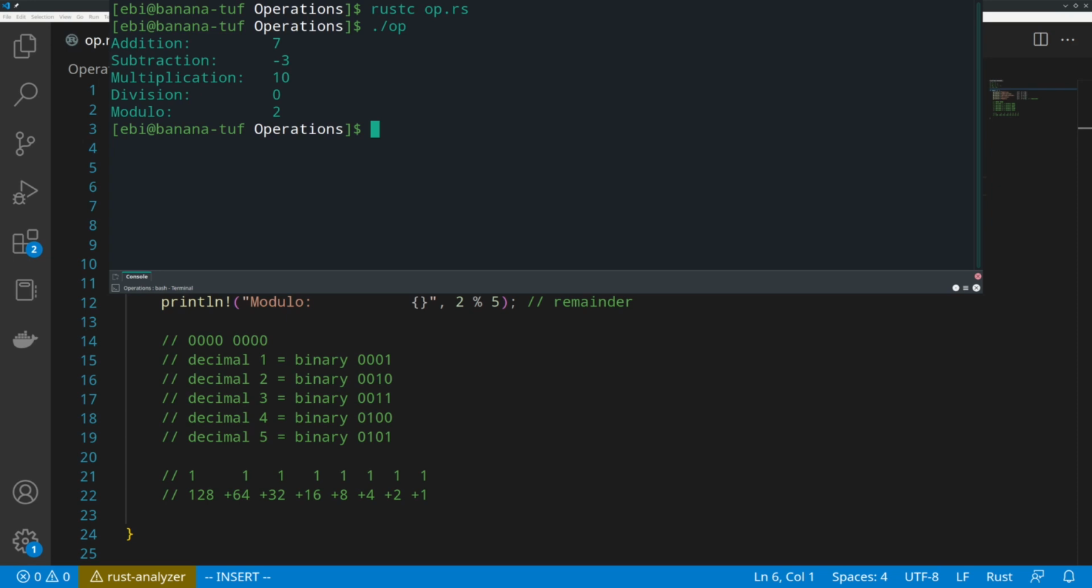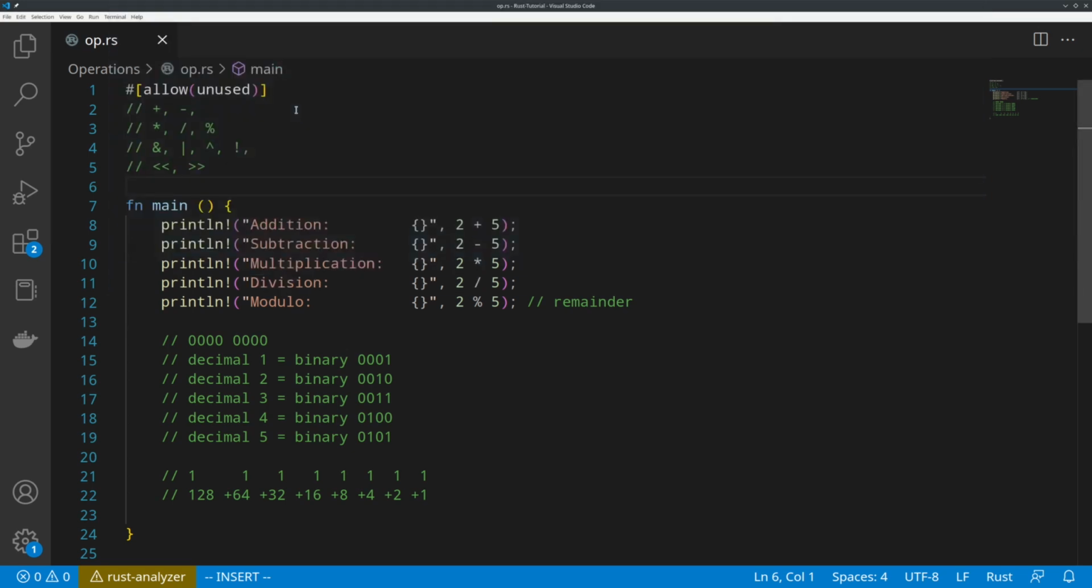2 plus 5 equals 7, 2 minus 5 equals minus 3, 2 times 5 equals 10, and 2 divided by 5 equals 0. Because we are dividing integers, anything after the decimal place is dropped. But as we see in 2 modulo 5 equals 2, here we keep the remainder from the division. In other words, 2 divided by 5 leaves over 2. So that's what the modulo operation gives us.